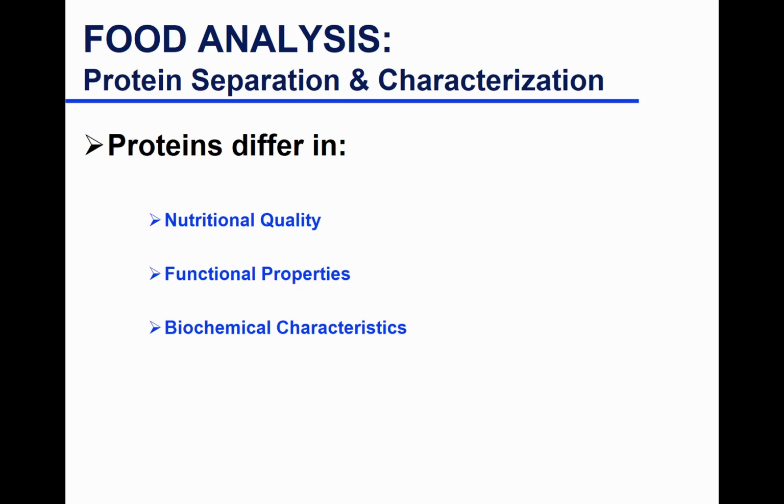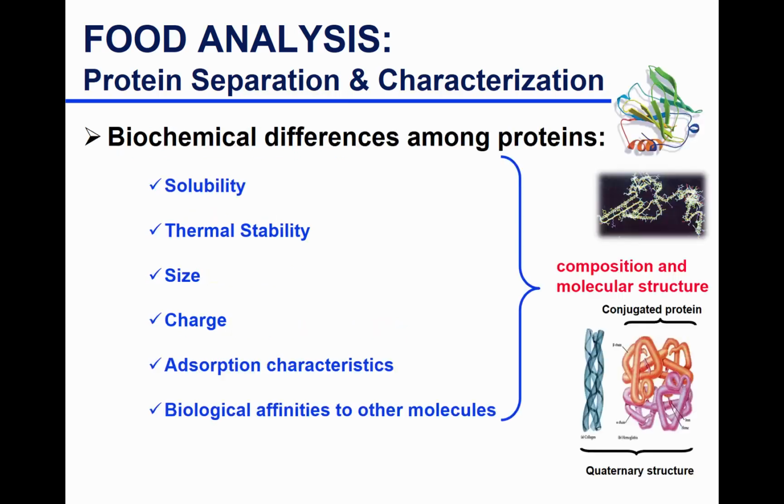So a little bit back to some food chemistry knowledge. Proteins differ in so many different things. Nutritional quality, which has to do with the amino acid composition and digestibility. Functional properties, some will gel better than others. Some proteins are more soluble. Some will emulsify. Some will foam better. But the most important thing that we rely on for separation is the biochemical differences between the different proteins. And that's the characteristic that we rely on to design our separation.